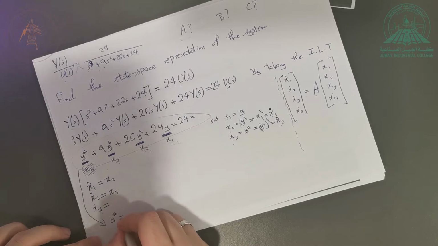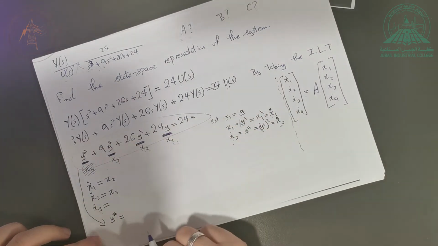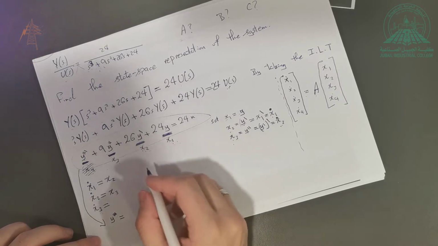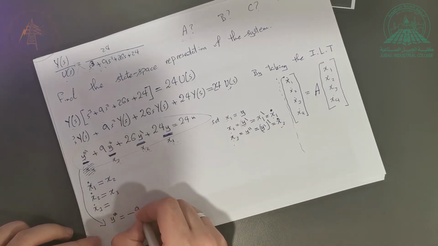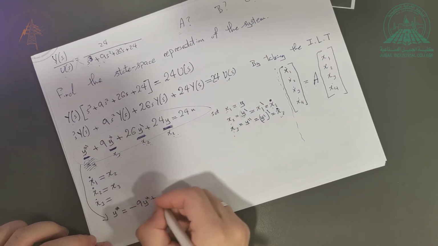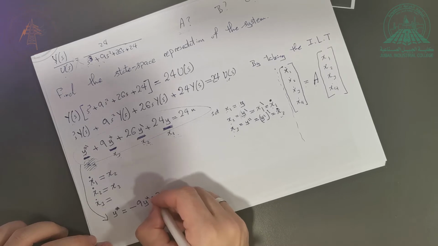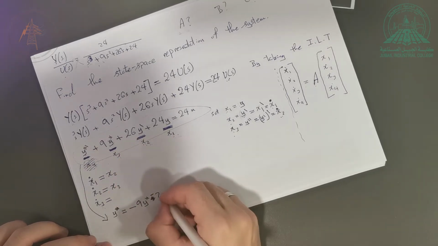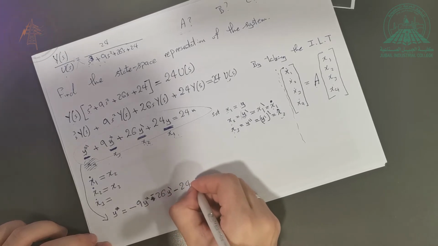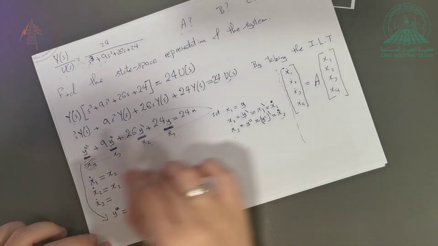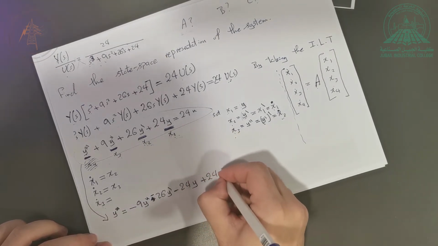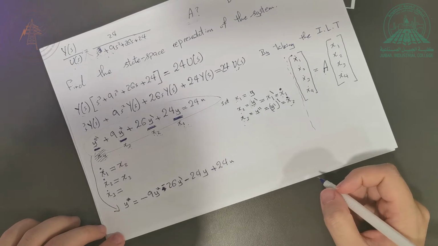is equal to what? Now move everything to this side. So what am I going to be getting? I will get minus 9y double prime, minus 26y prime, minus 24y. Right? Move everything to the other side with the negative sign, and I have here the original 24u. Okay?